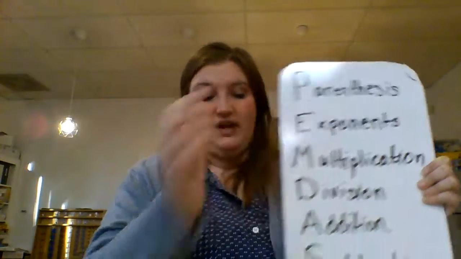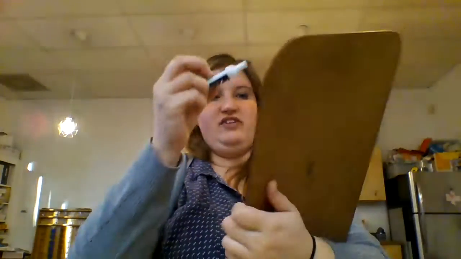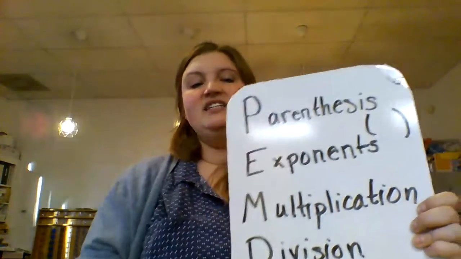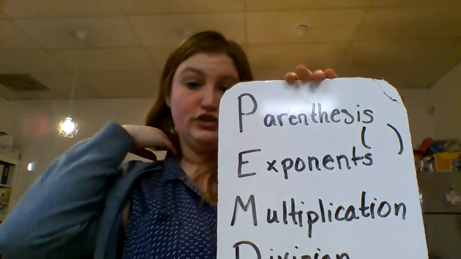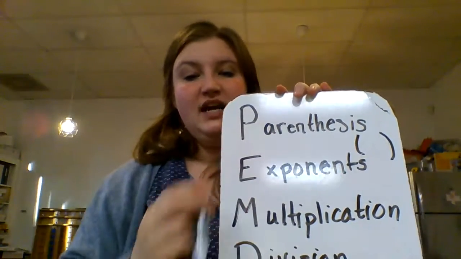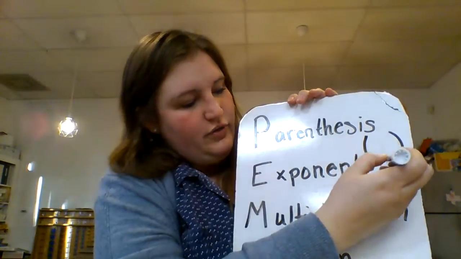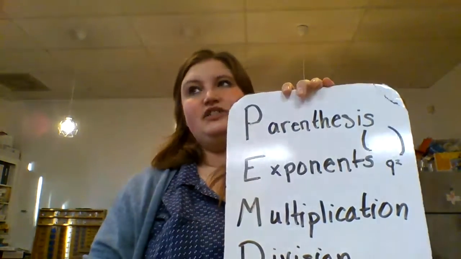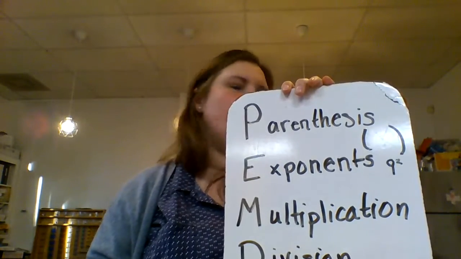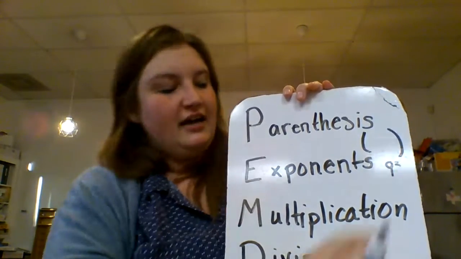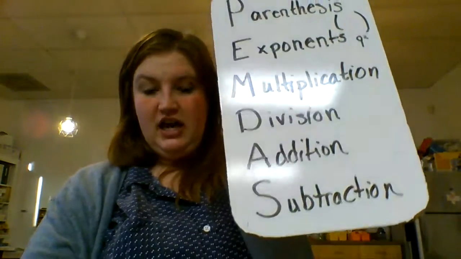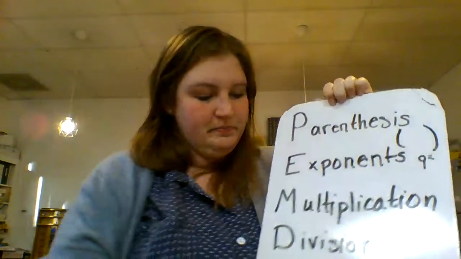So the first one is parentheses. Anytime we have a number inside of parentheses, which are those half circle things, those have to be done first, okay? So first we do parentheses, then we do exponents. Exponents are when you have a number that has a little tiny number next to it, like squaring a number or cubing a number. Then we know multiplication, division, addition, subtraction, okay?